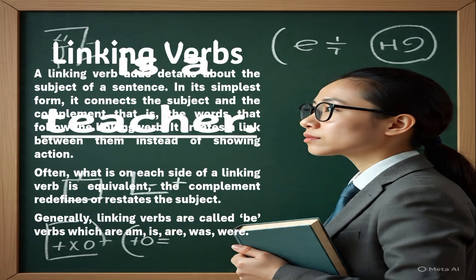4. Linking verb. A linking verb adds details about the subject of a sentence. In its simplest form, it connects the subject and the complement, that is, the words that follow the linking verb. It creates a link between them instead of showing action. Often, what is on each side of a linking verb is equivalent. The complement redefines or restates the subject. Generally, linking verbs are called be verbs, which are am, is, are, was, were.